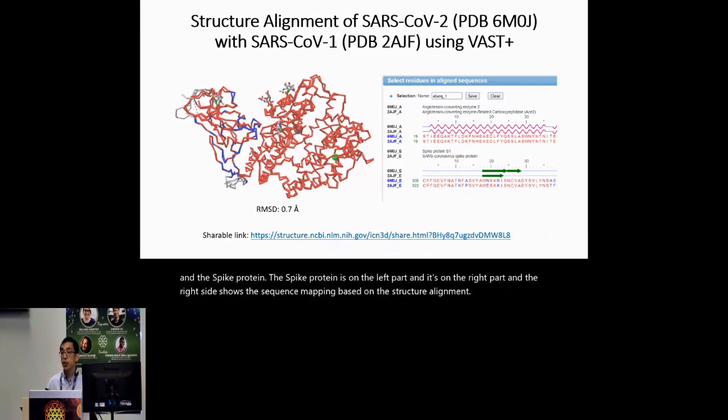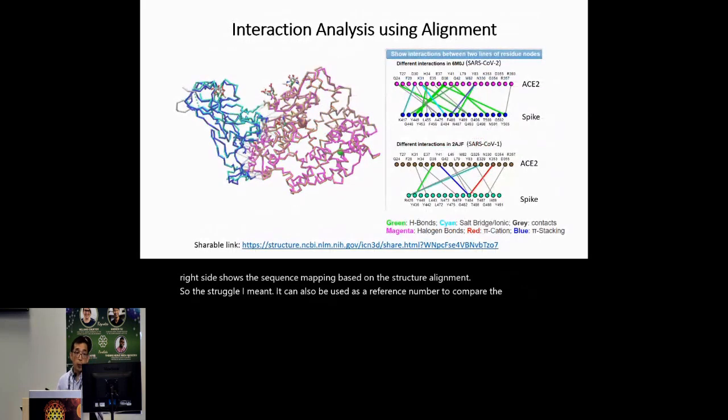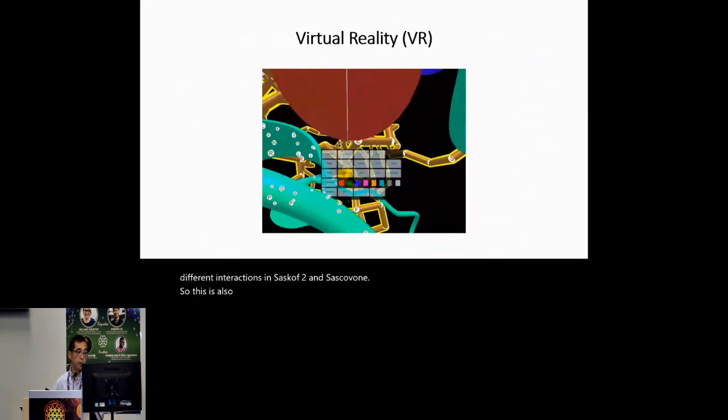The structure alignment can also be used as a reference number to compare the interaction. So we have the alignment from the previous slide. Here shows the interaction between ACE2 and the spike protein in SARS-CoV-2 and SARS-CoV-1. With the residue mapping, we can tell the different interactions in SARS-CoV-2 and SARS-CoV-1. So this is also a kind of reference number.